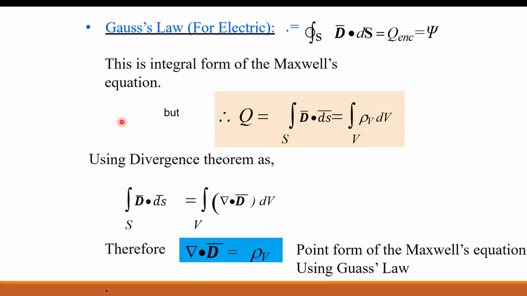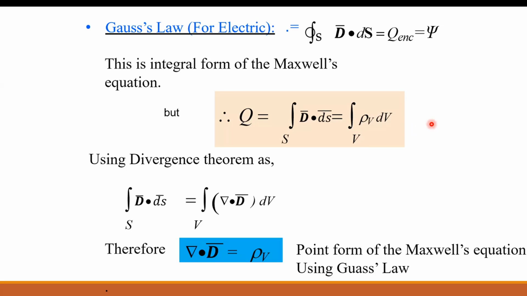So again, I am stating Gauss law is given by closed integration of D bar dot dS bar is equal to Q enclosed, and that is equal to psi. But we know that Q is equal to the surface integration of D dS, and it is also equal to the volume integration of rho v dv. This is equation number 1, and we can say that it is the integral form of Gauss law.